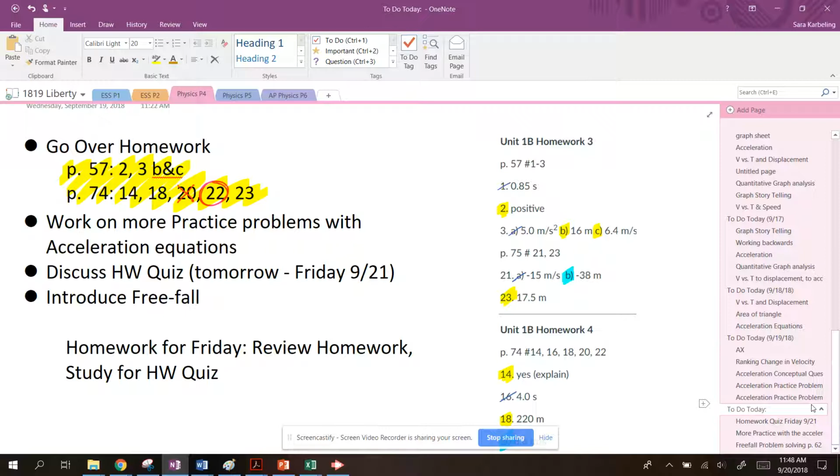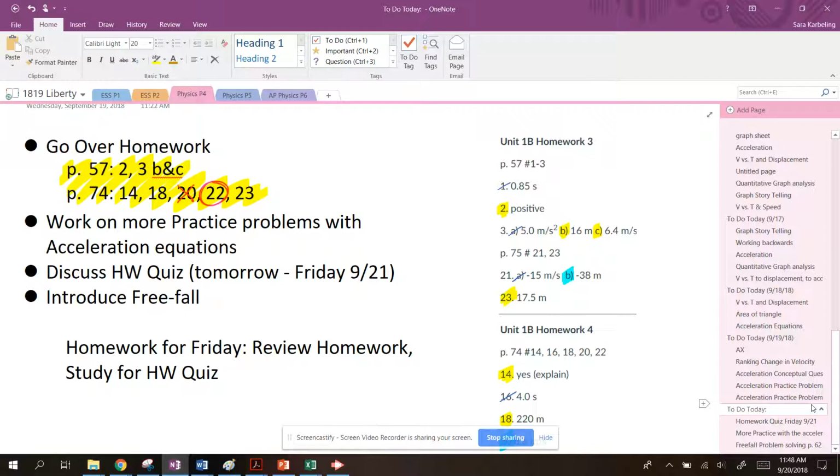Homework for tomorrow. I don't have any other additional problems that you are required to do, or required in quotes, right? Because you don't really have to do them, but I would encourage you to. I just want you to review the homework, study for the quiz. Does that seem reasonable? And then we are going to lab tomorrow after the quiz, assuming we have enough time, and if not, then we'll get started on it at least.